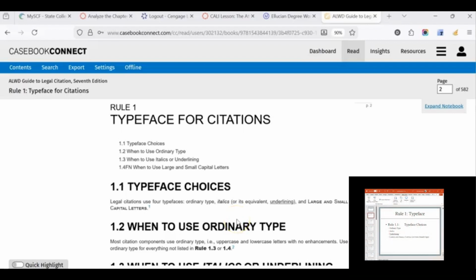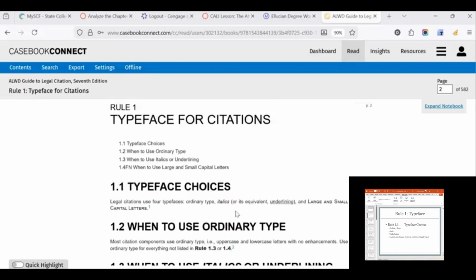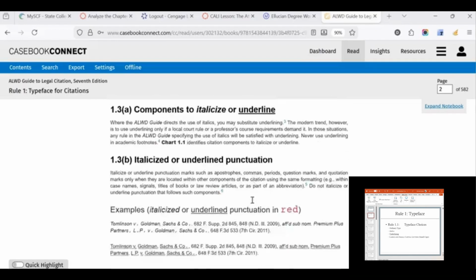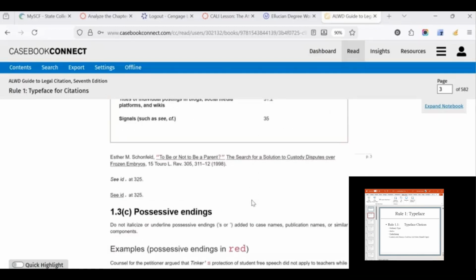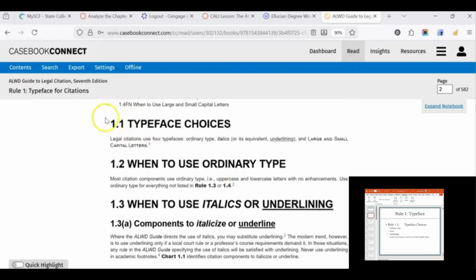So Rule 1.1 basically tells you that there's 4 different types of typeface. It's kind of like a font, but it really isn't a font. It's the way that the letters appear. So here we have ordinary type, italics, underlining, and large and small capital letters. For the purposes of this class, we're going to be worried only about the first 3. The large and small capital letters are usually used for academic writing, so we can just simply ignore those.